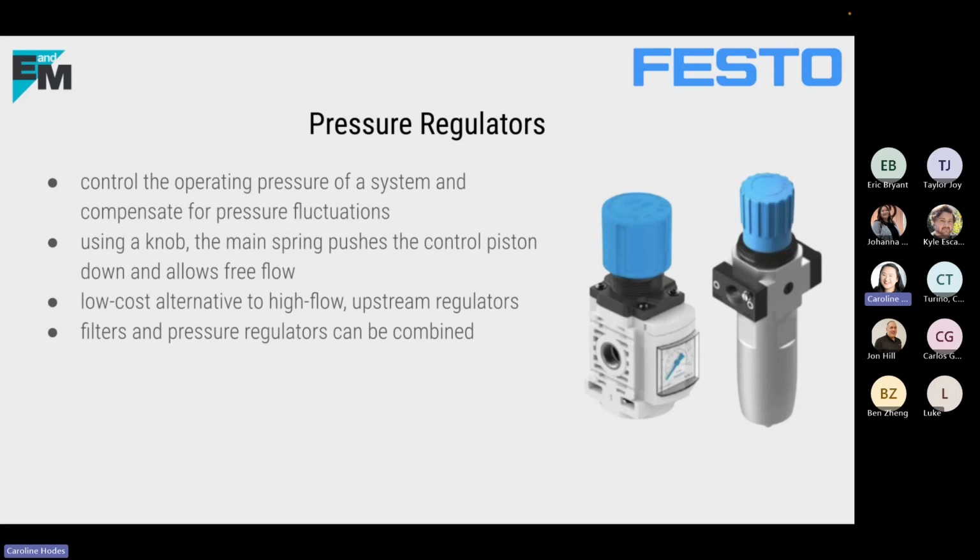Next, we have pressure regulators, which control the operating pressure of the system and compensate for those pressure fluctuations. Pressure regulators can be used with a knob, which pushes the mainspring of the control piston down and allows that free flow. This is a really low cost alternative to a high flow upstream regulator. And another thing to note, especially with Festo's product line, is that filters and pressure regulators can be combined into one element of an air prep unit.